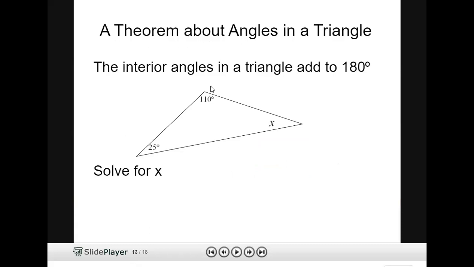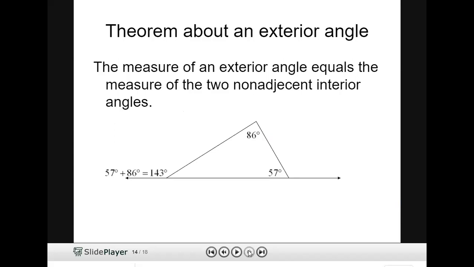The theorem about angles in a triangle: the interior angles in a triangle add up to 180. If I want to solve for x, which means I am looking for the value of x, how are we going to find it? Once we add the three angles inside the triangle, their sum will be equal to 180 degrees. So we can say 180 minus the sum of 110 and 25 gives the answer. You will find the value of x.